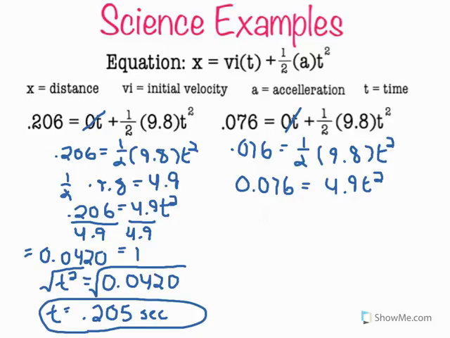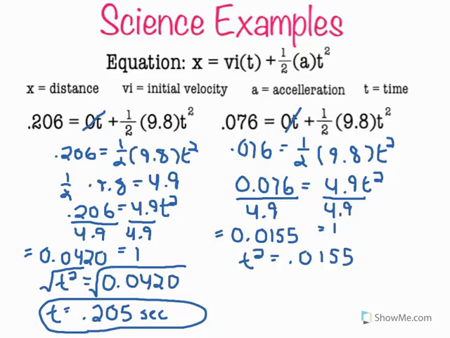Now, we are going to isolate t squared by dividing each side by 4.9. 4.9 divided by 4.9 is 1, and 0.076 divided by 4.9 is 0.0155. T squared is now equal to 0.0155. We can finally solve for our reaction time by taking the square root of each side of the equation.